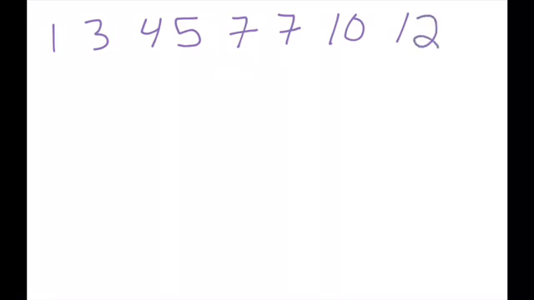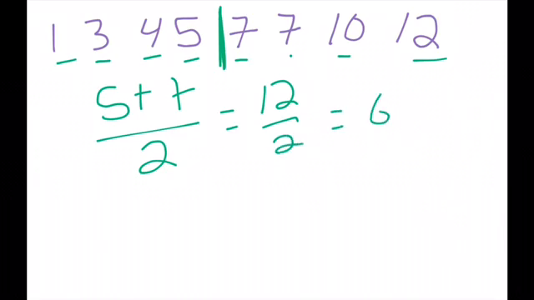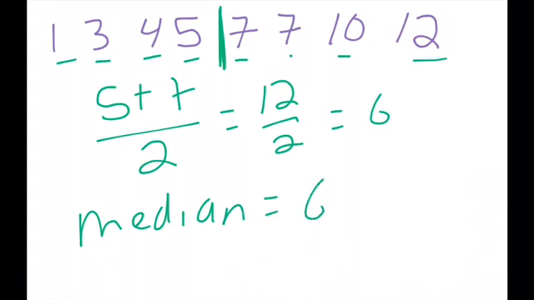Then I need to find the middle of that. So since I have 8 numbers, I have 1, 2, 3, 4, and then 1, 2, 3, 4. So right there is the middle, right between 5 and 7. So to find the median, if it's between 2 numbers, you add those 2 numbers together, 5 plus 7, and then divide that by 2. So that's 12 divided by 2, which is 6. So we know our median equals 6.